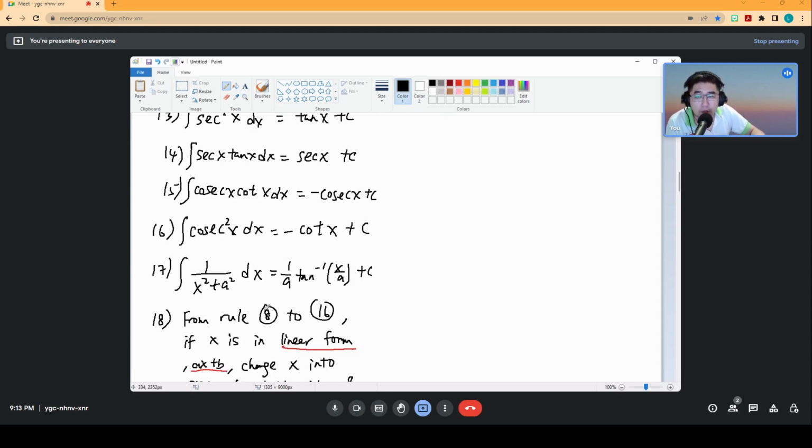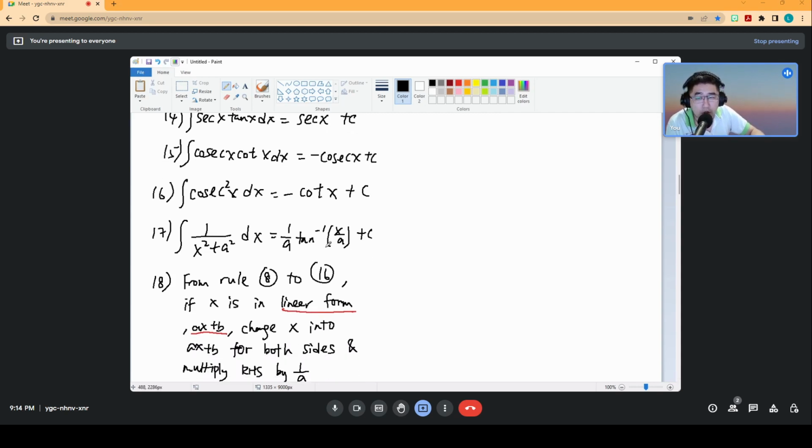Okay, number 17. If I integrate 1 over x squared plus a squared, it will be 1 over a arctangent of x over a. So this one is also a direct reverse of differentiation. Differentiation of arctangent of x gives us 1 over 1 plus x squared.